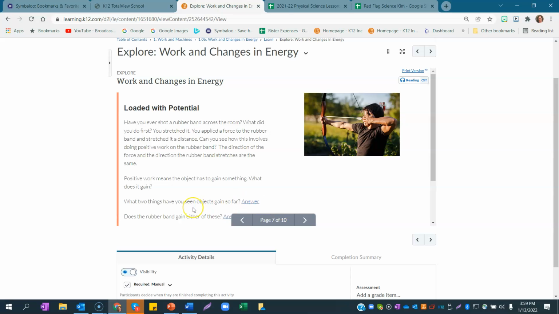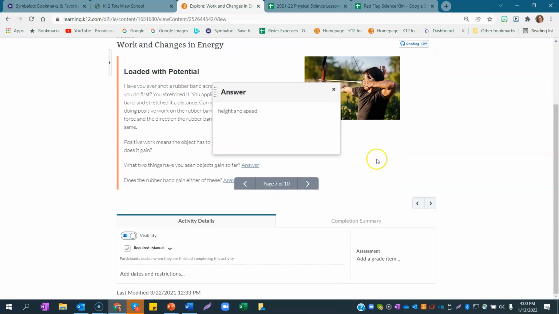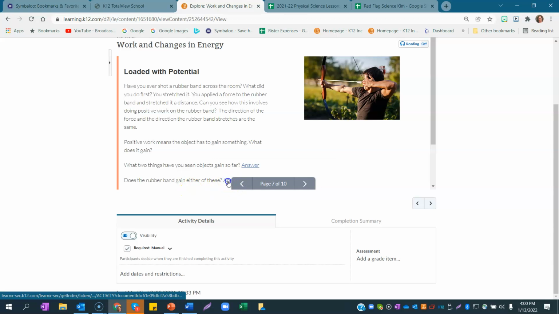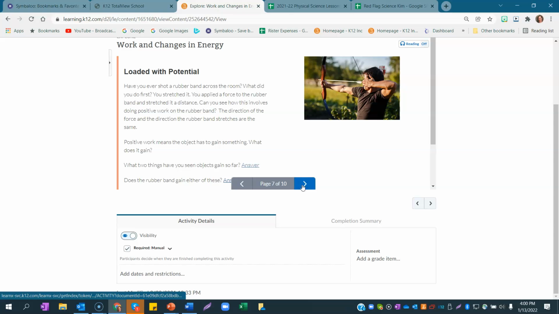What two things have you seen an object gain so far? We've seen it gain height and speed, right? Height and speed. And then, does the rubber band gain either of these? No, it hasn't, but you know it's gained something. The rubber band is now ready to be shot across the room. Pulling it back and holding it, it didn't get higher and it didn't gain any speed. So what's happened with that energy?